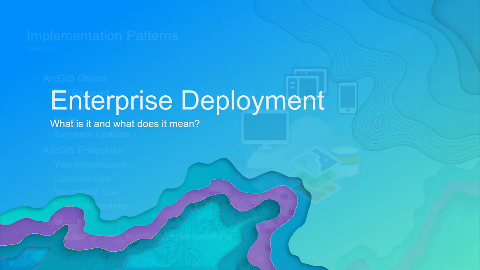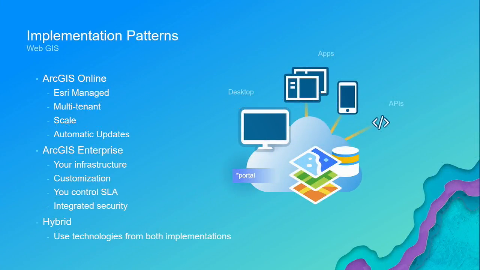So the first step in that is defining where that centralized location is, right? And so we have ArcGIS Online, which is a completely Esri managed, Esri responsible multi-tenant scalable system, right? And then we have ArcGIS Enterprise, right? That's where you are in control of the software, you install it on your infrastructure. You're responsible for keeping it updated, for controlling the service level agreement, right? So it's in your hands.